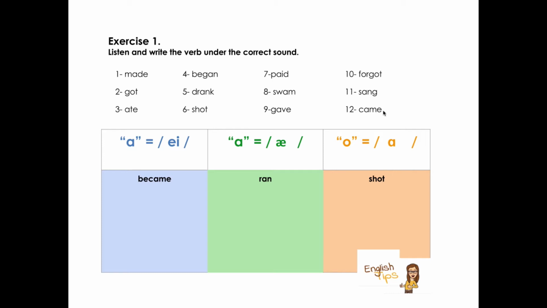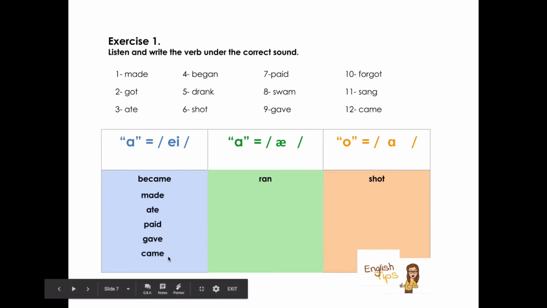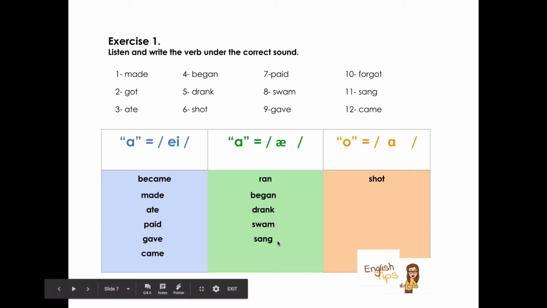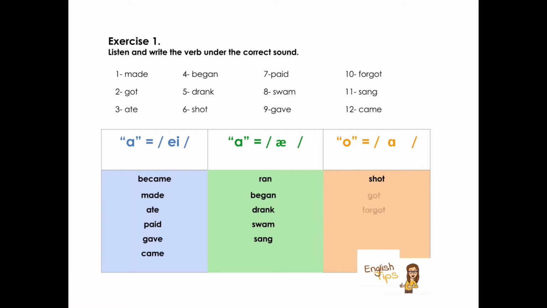And now you can check your answers. So we have made, ate, paid, gave, and came. In the second group, pronounced with A, we have began, drank, swam, and sang. And on the third group, we have got and forgot. How did you do?